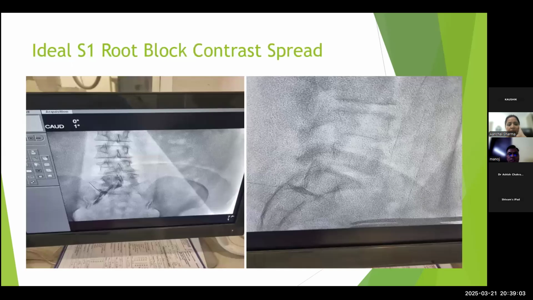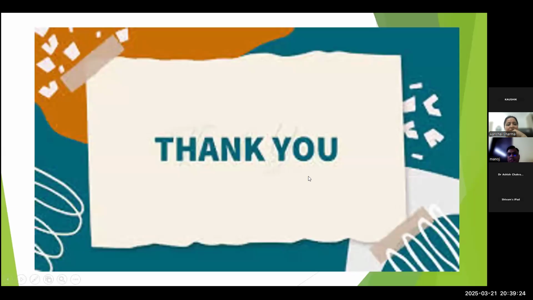So this was an S1 root block done by me 2 days back, and as you can see, my needle is in the S1 foramen, and the drug is going up to the L4, even up to the L4 or L5 disc. And in the lateral view, our contrast should go in the S1 canal also, like going up. So this is it, and thank you.